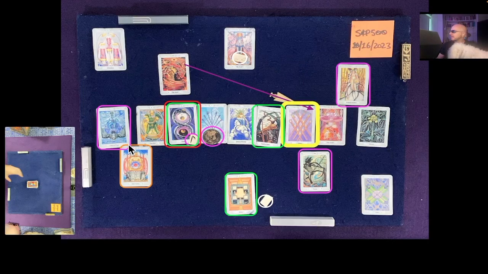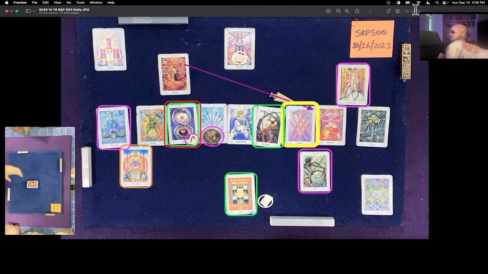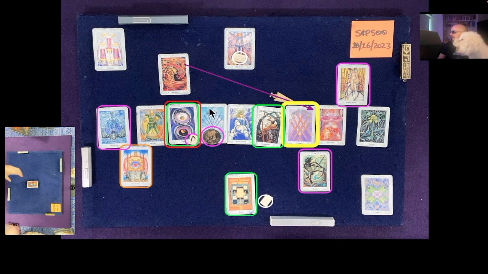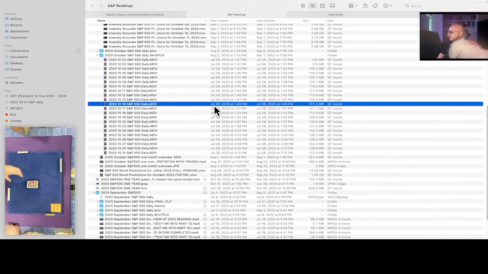This is the S&P 500 one-day reading for October 16, 2023. It's currently September 10th, 2023, 3:06 p.m. Eastern Time. The shuffle file we're about to play was created on July 28th, 2023 at 1:49 p.m. Eastern Time. It's this one, file right here.